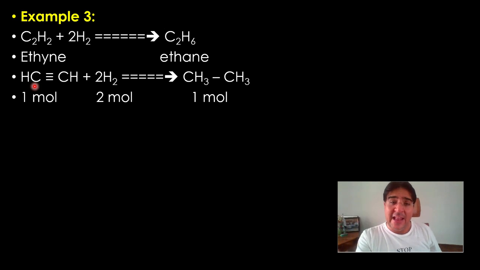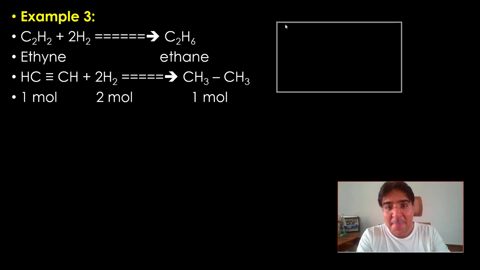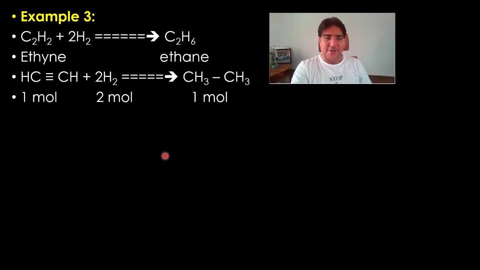So if ethane's rate of appearance is 5, ethyne's will be 5 because 1 to 1. For ethyne, it will be disappearance as a reactant. If 5 is ethane's appearance, so 10 will be hydrogen's disappearance because there are 2 moles of hydrogen for each mole of ethane. Look at this.